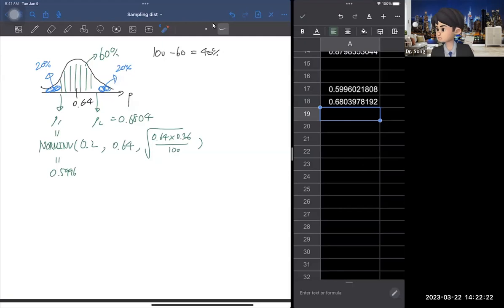If you take a look at the difference between the 0.64 and the P1, and P2 and 0.64, they are equal. They have to be the same because it's symmetric. Okay. Now, one last question.